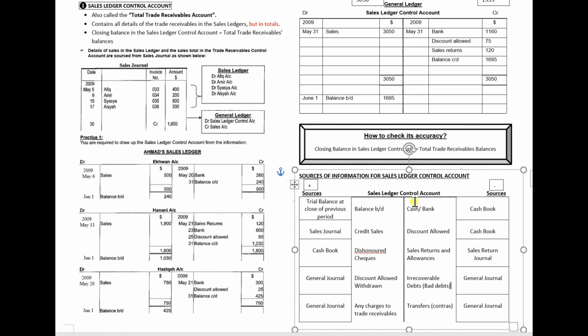So these are the information we need, and these are where we get the information. Credit sales, from the sales journal. Dishonoured cheque is about the cheque, so it's from the cash book. Discount allowed withdrawn, from the general journal. Any charges, general journal. Cash or bank, of course the cash book. Discount will be in the cash book. Sales return, from the sales return journal. Bad debts will be in the general journal, and transfer will be in the general ledger. This is where you source the information for this, okay?